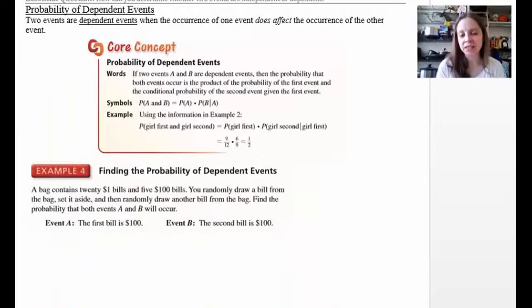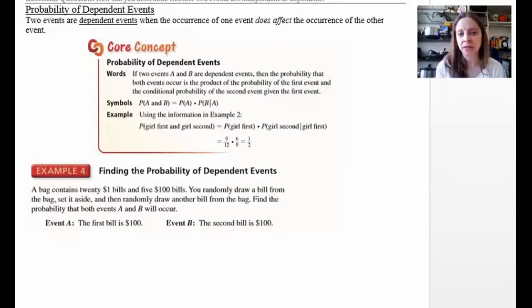Now, the probability of dependent events. Two events are dependent events when the occurrence of one event does affect the occurrence of another event. A classic example of this is picking something out of a bag and not replacing it. Imagine I have a bag of marbles, 3 are red, 3 are blue. The probability of picking out a red marble, and then I keep that marble out of the bag, and then picking out, say, a blue marble, those are dependent events because I don't replace the red marble. Once the red marble is out, the makeup of the bag is different. You'll see an example of this in Example 4.